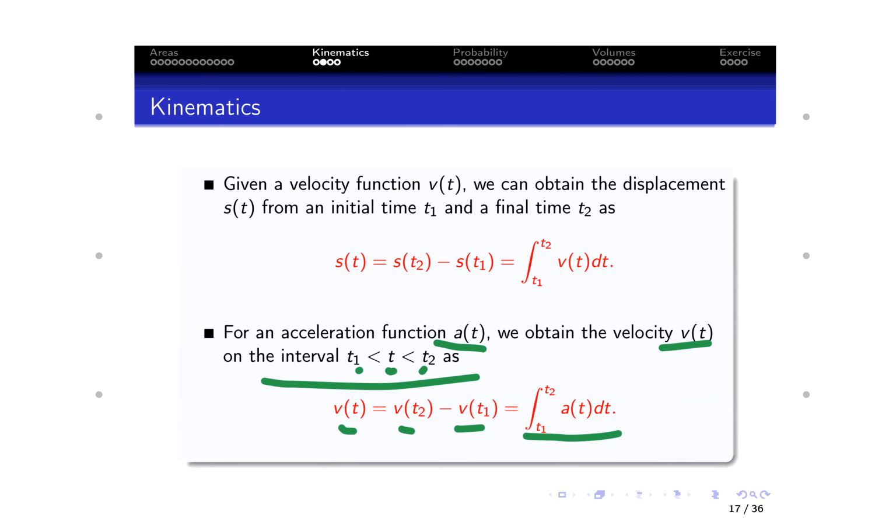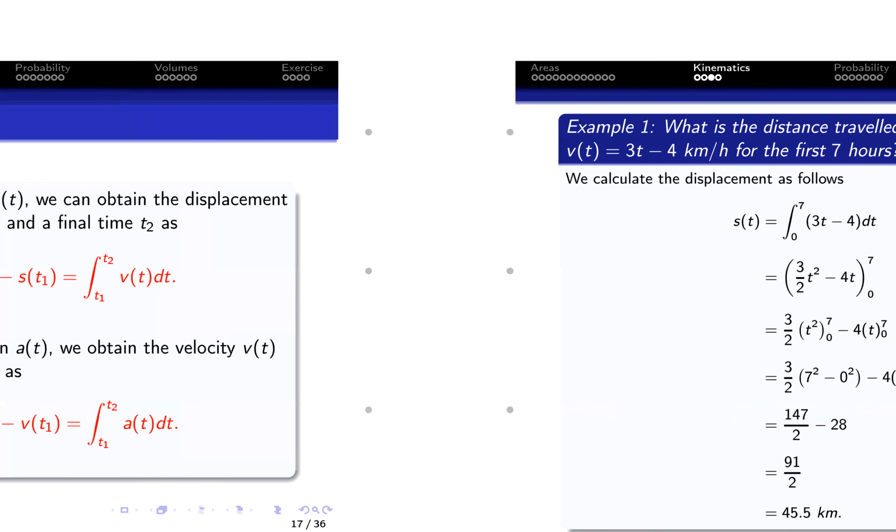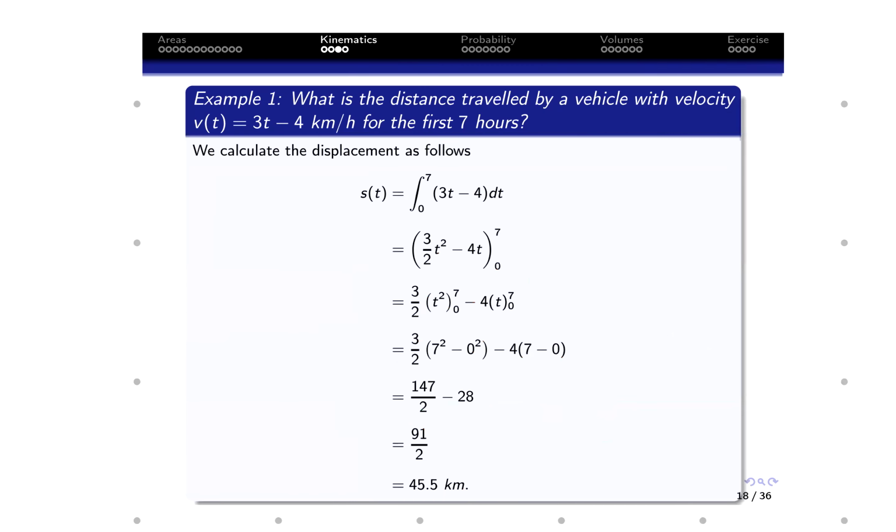We take our first example. What is the distance traveled by a vehicle with velocity v of t equals 3t minus 4 kilometers per hour for the first 7 hours? So that's time from 0 to 7. That's what that means. So we calculate the displacement as follows.